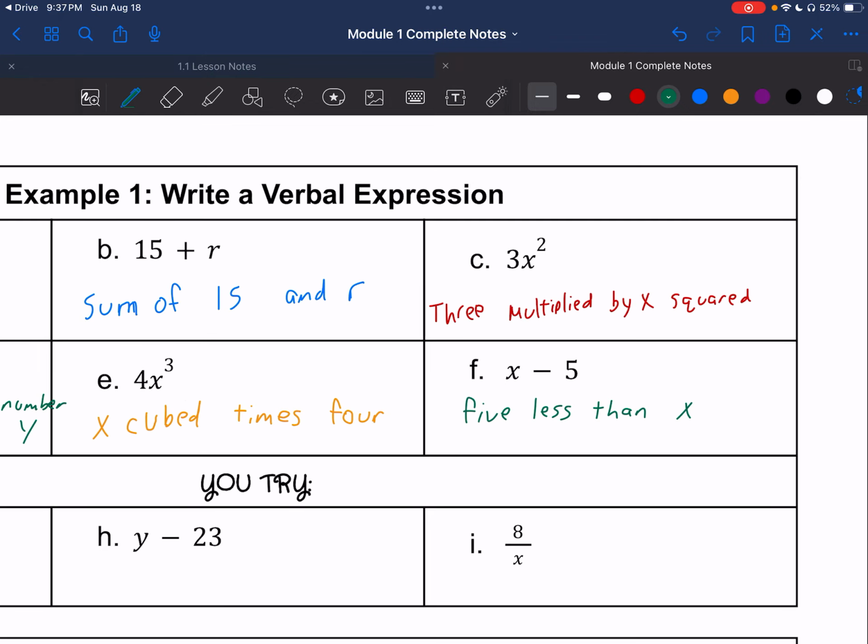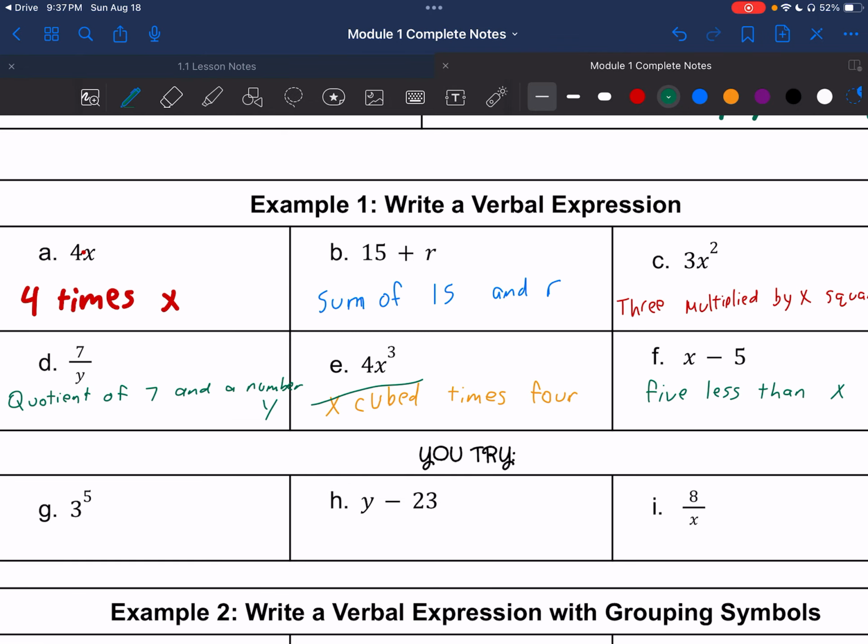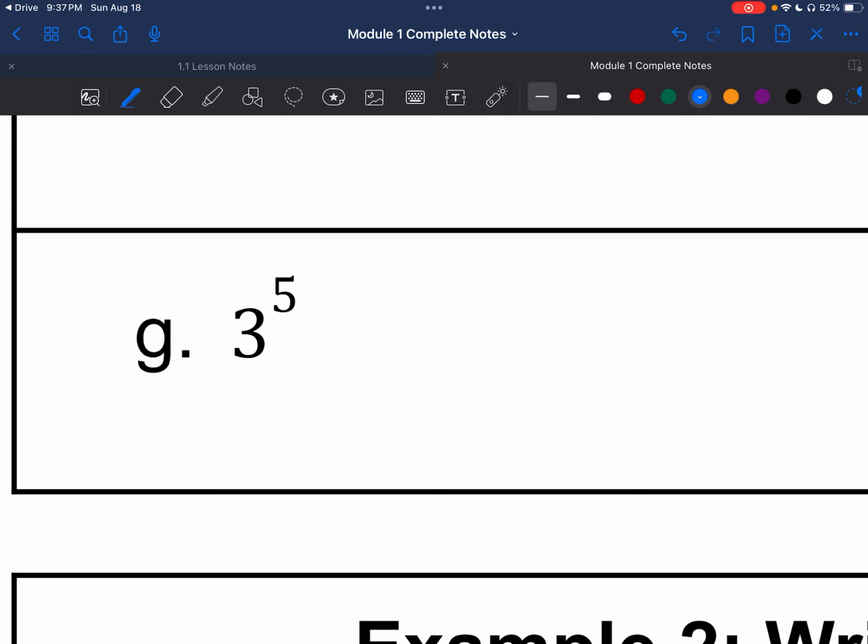All right, so that brings us to our you try problems, and I want you guys to try those on your own, pause the lesson, and then come back and check your work against mine. All right, so the first one, we have 3 to the 5th power, and there's no fancy way of saying to the 5th power, so we're just going to say 3 to the 5th power.